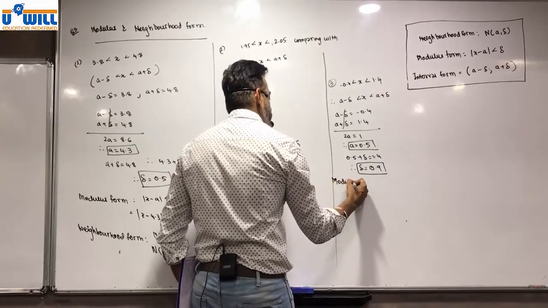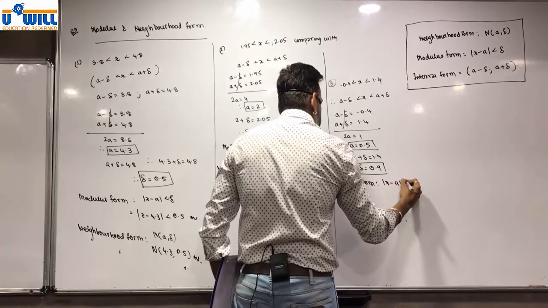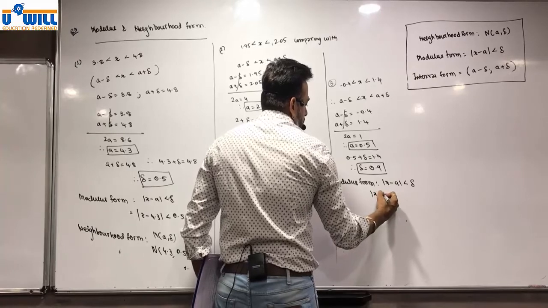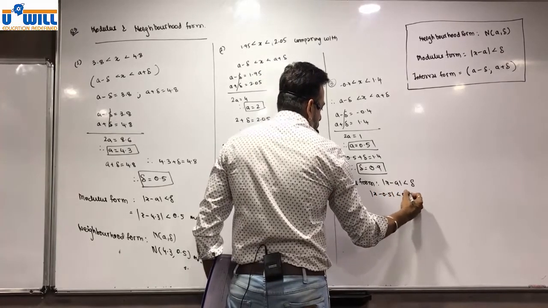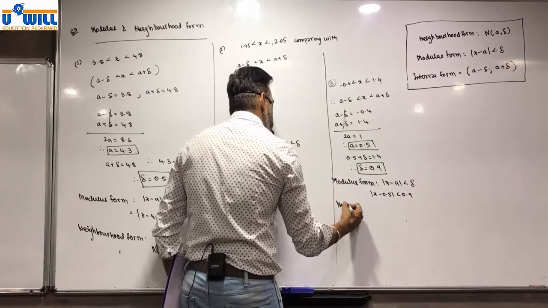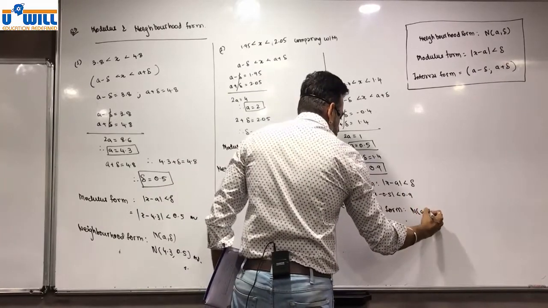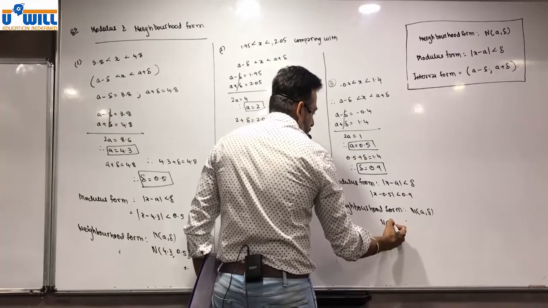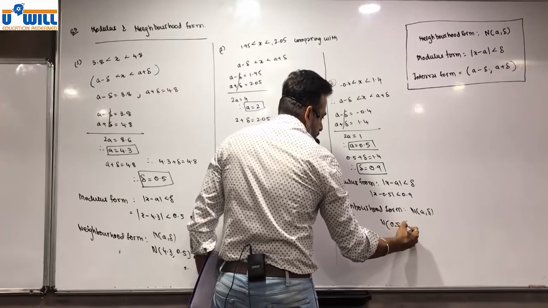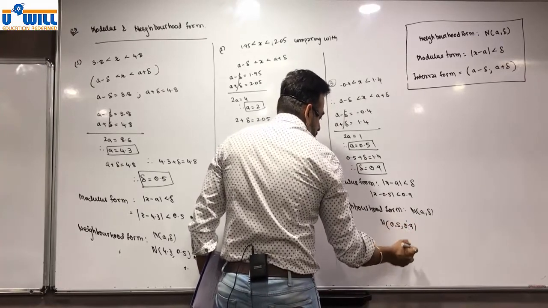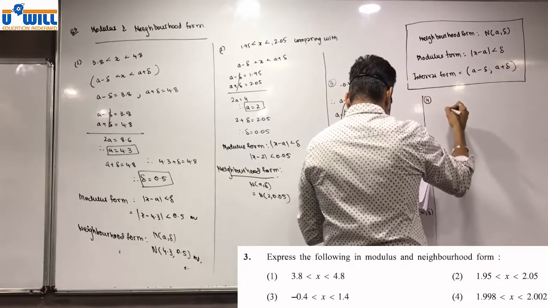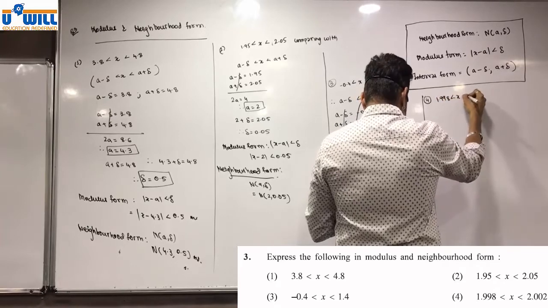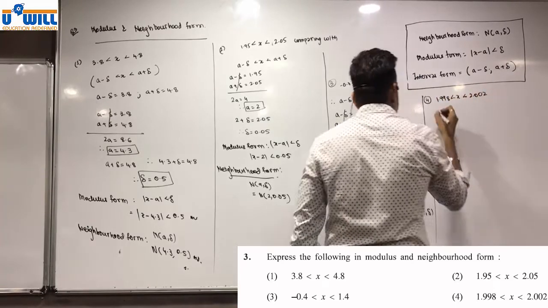Modulus form: modulus x minus a less than delta, so modulus x minus 0.5 less than 0.9. Neighborhood form: N a comma delta, N of 0.5 comma 0.9. Fourth one, x greater than 1.998 less than 2.002.